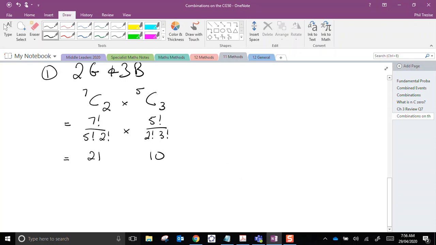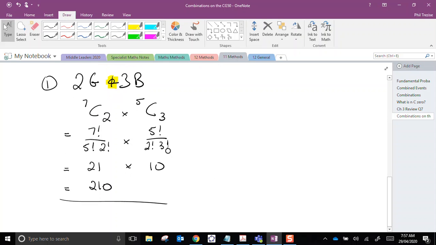Now, the other way to decide that it's multiplication is because we have this word and going on here. And when we use the word and, it translates to multiply. When we use the word or, remember, it translates to addition. It's the old addition principle. So this would give me 210 different combinations of council membership on the first scenario of 2 girls and 3 boys.